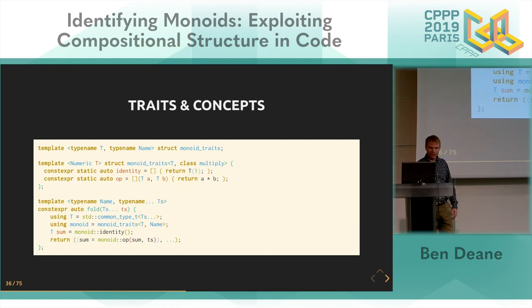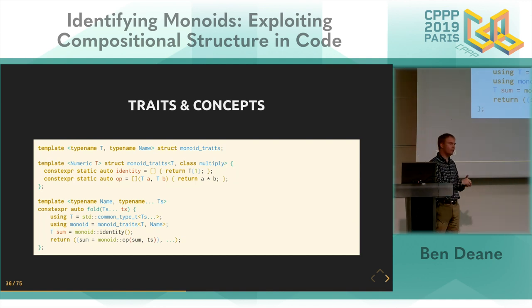And then I can write this generic function, which uses a fold expression to fold my monoidal operation over the passed in Ts. And I could provide monoid traits for plus, for any of those monoids we've seen. I could provide a traits class to enable me to use this generic function.